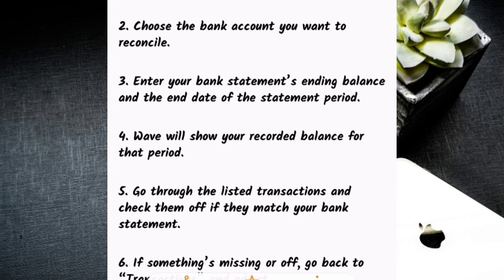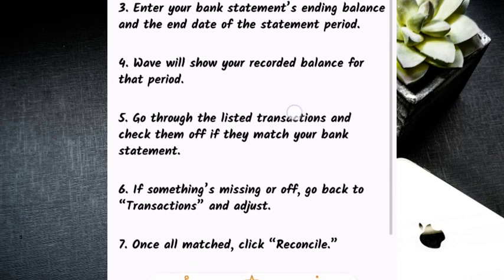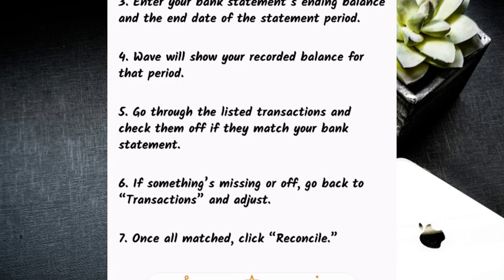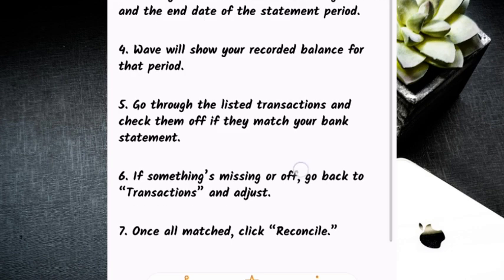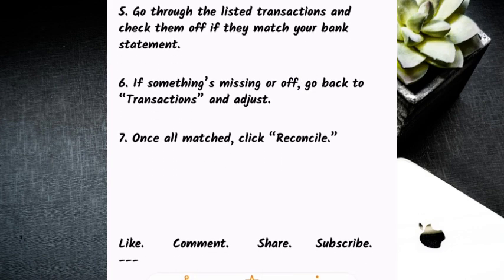Next, Wave will show your recorded balance for that specific period, and you can go through the listed transactions and check them off if they match your bank statements. Now, if something's missing or off, you can just go back to transactions and adjust from there. Once all matched, then you can just click reconcile, and that's pretty much it.